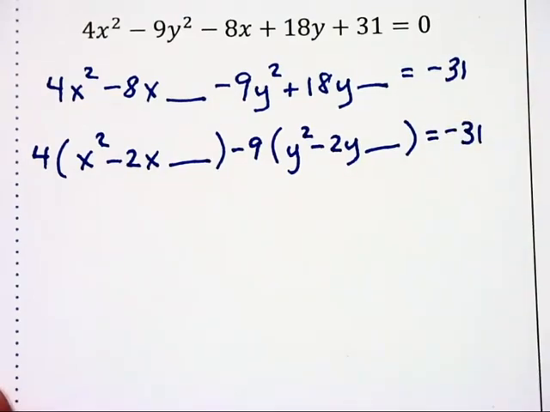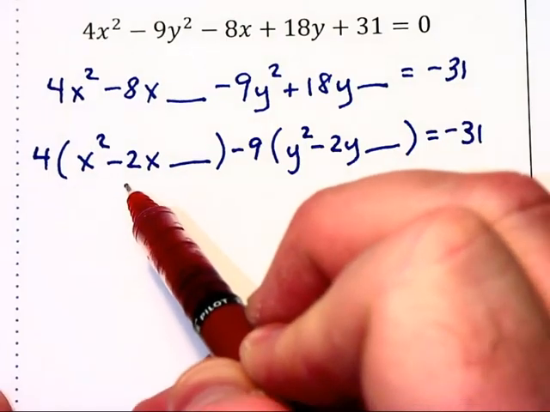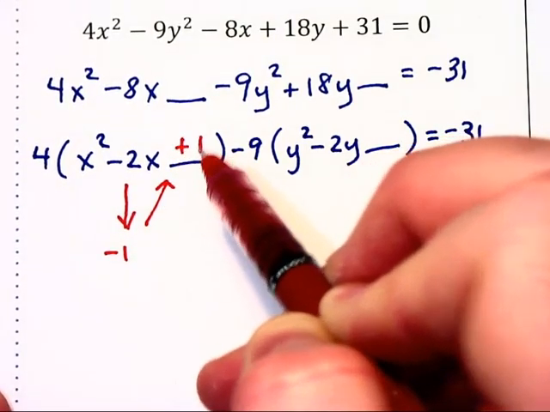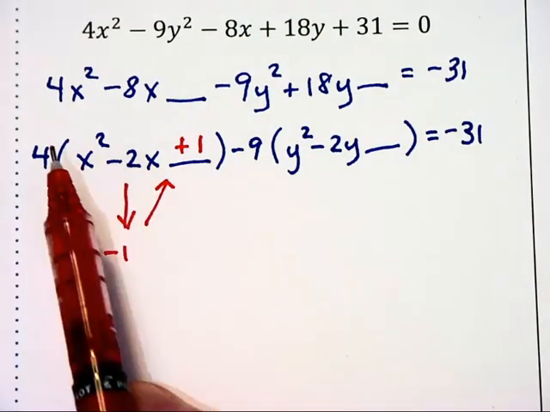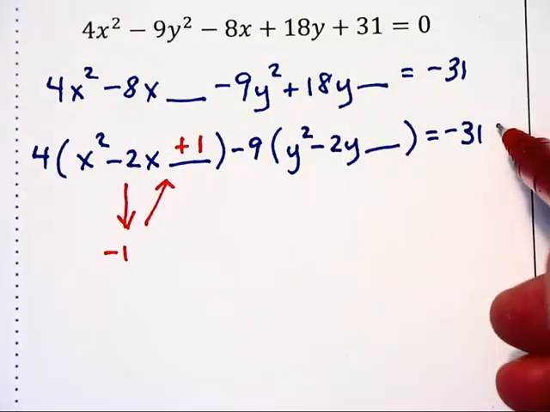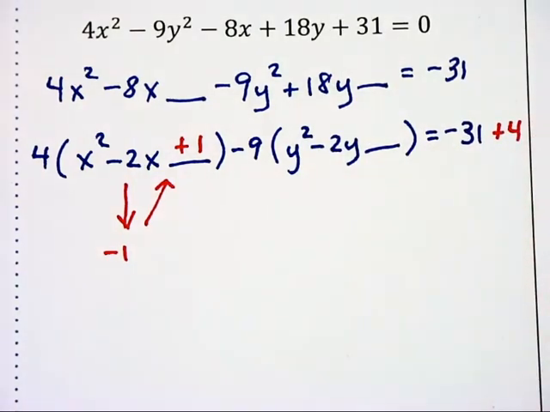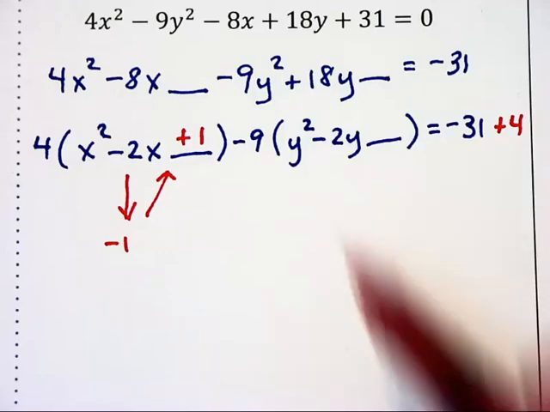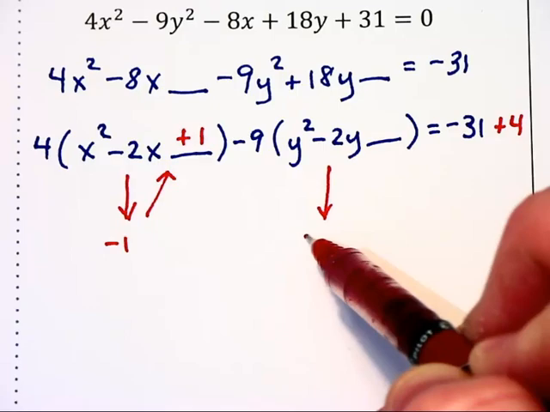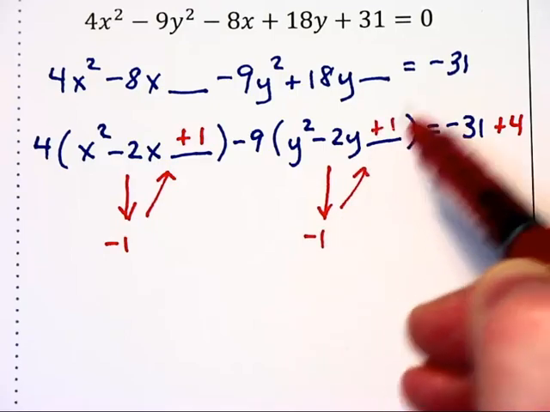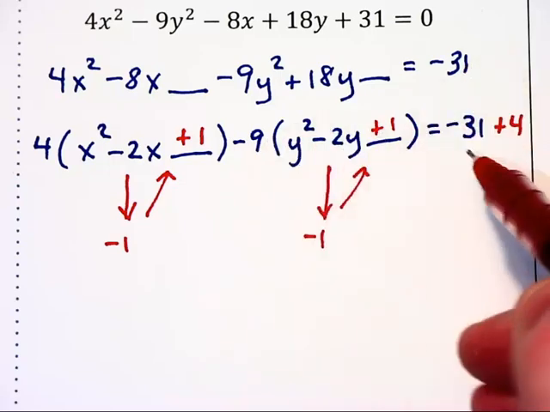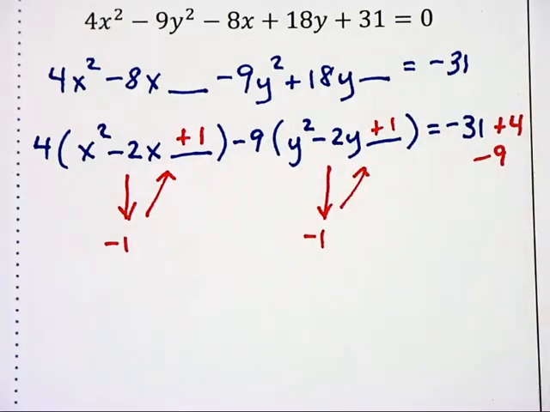Okay, now we begin the cut in half square process. So negative 2 is going to cut in half to a negative 1 and square to a 1. That's not really a 1 because there's a 4 up front that distributes to it. It's really a 4 we've added to the left, so we need to add 4 to the right to compensate or to balance this out. In the y grouping, the negative 2 also cuts in half to a negative 1 and squares to a 1, but that's not a 1, it's really a negative 9. Since we've subtracted 9 on the left, we need to subtract 9 on the right.